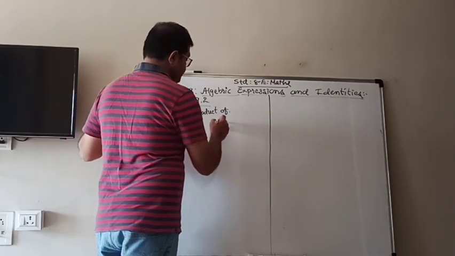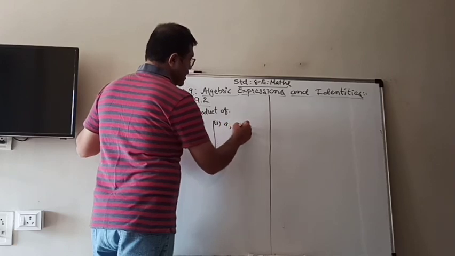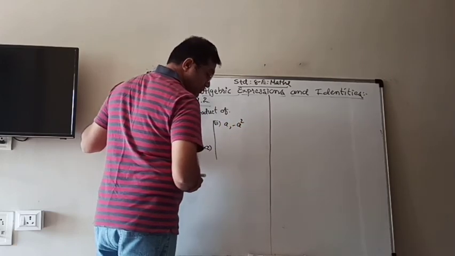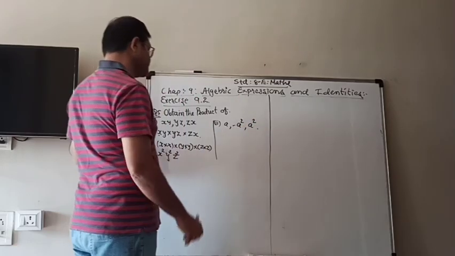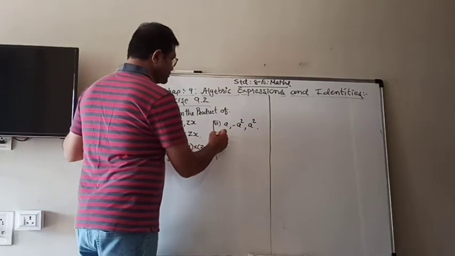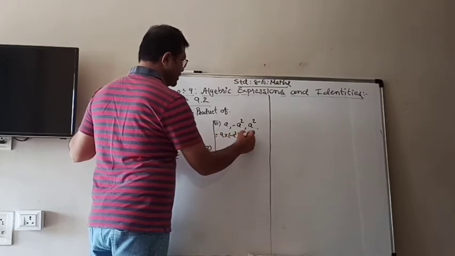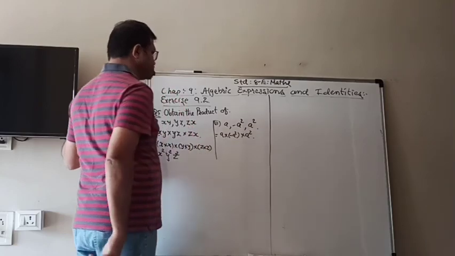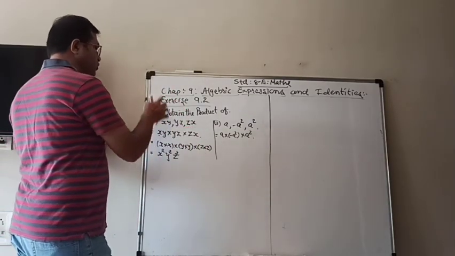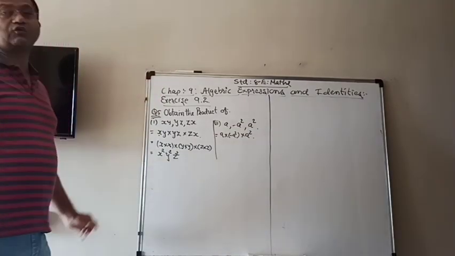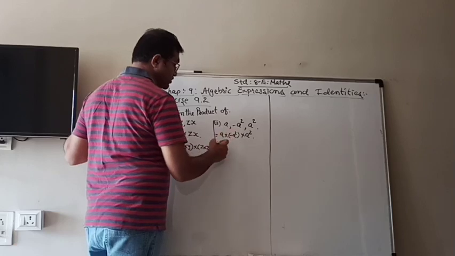Second one is a, minus a square, and a square. So now a multiplied by minus a square multiplied by a square. Here they were all plus sign, so the coefficients were 1. But when there is minus sign, the coefficient is minus 1.